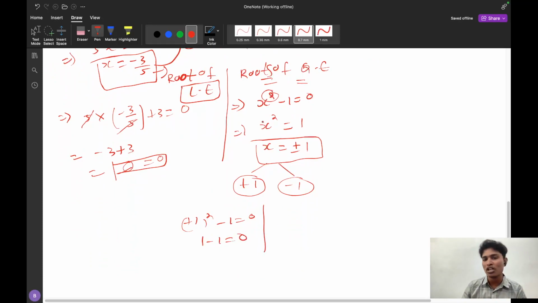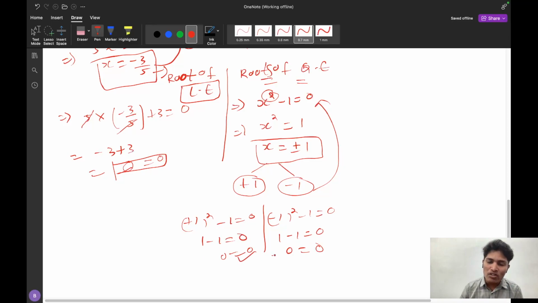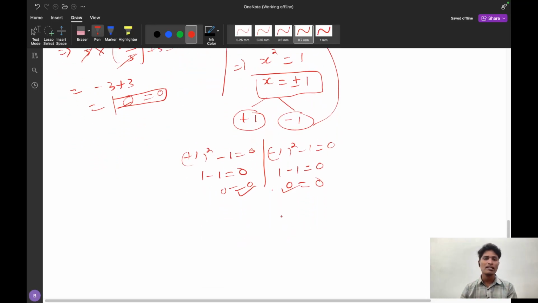Another thing, if I substitute minus 1 in this equation, what will I get? Minus 1 whole square minus 1 equal to 0. What is minus 1 whole square? Minus 1 into minus 1, which becomes plus 1. Plus 1 minus 1 equal to 0. So here it is 0 equal to 0. So two values of x are satisfying the equation. These two values of x are said to be the roots of this equation.